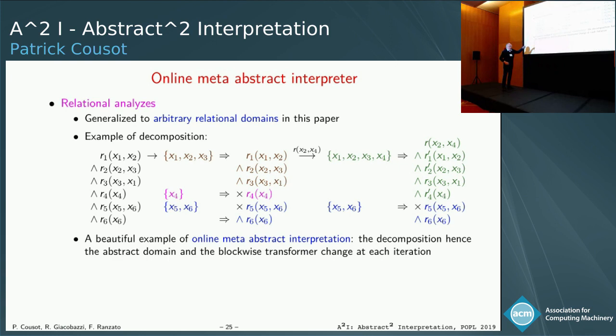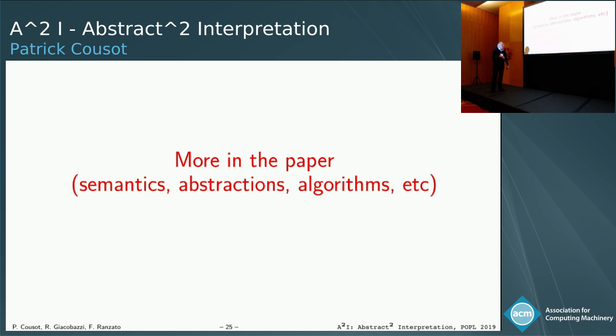And what you have to do is a functor, program a functor, that moves from packs of variables to this. And so all the abstract domains, D1, DK, D infinity, they are just instances of the functor abstract domain that you have created. Okay? There is more in the paper, like more semantics, more abstraction, more algorithms, more whatever you want. And it's time to conclude ahead of time.